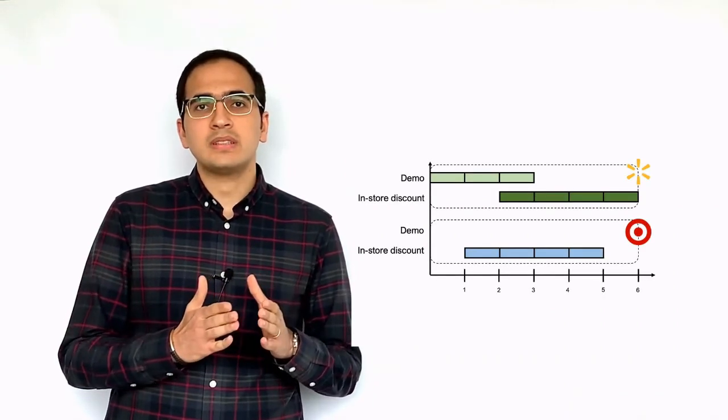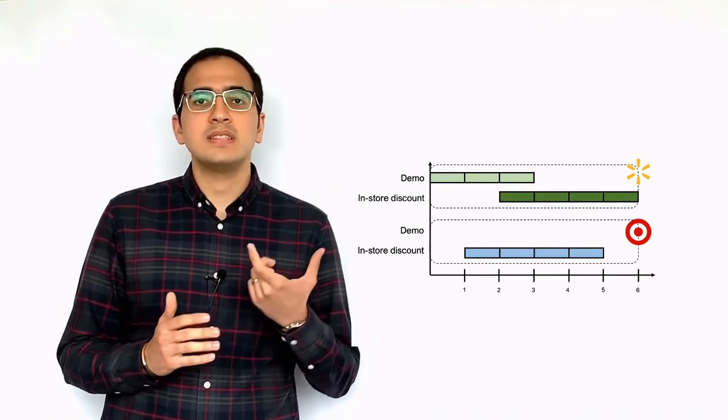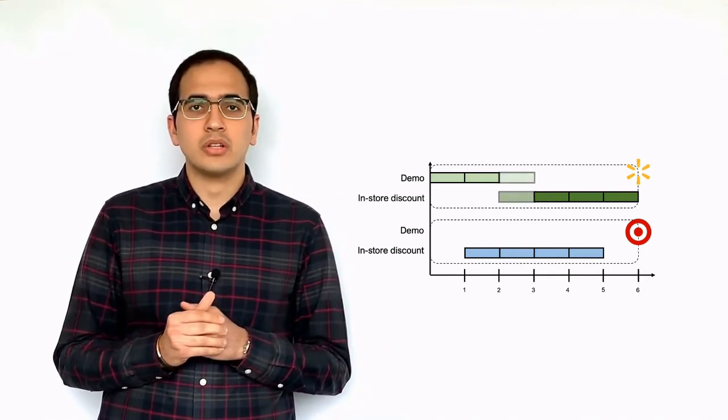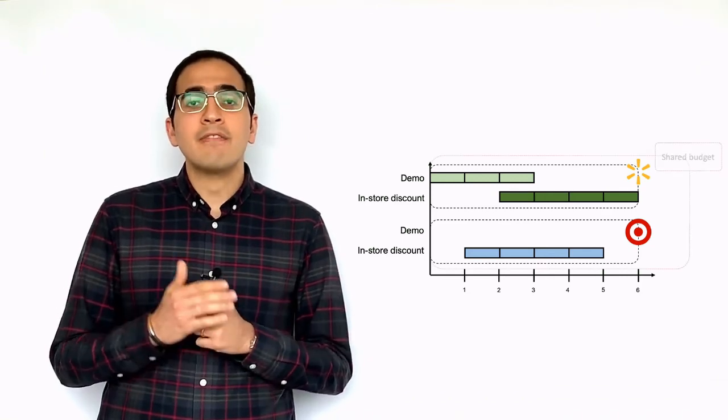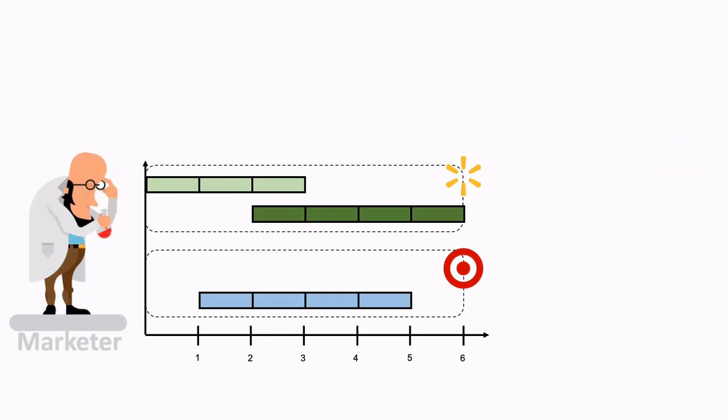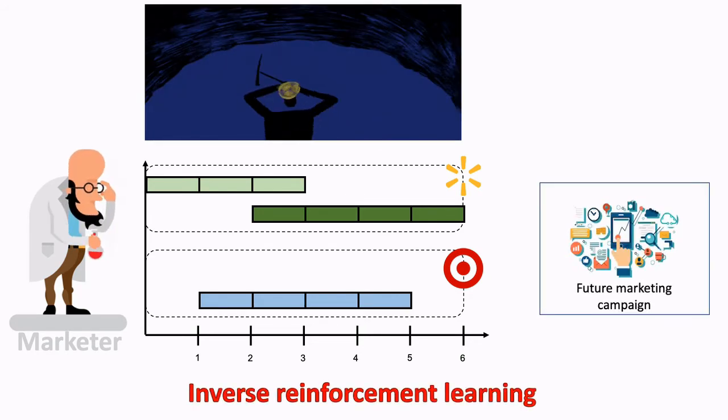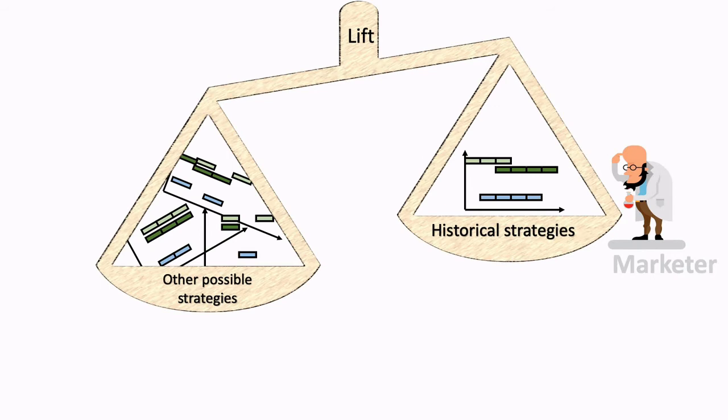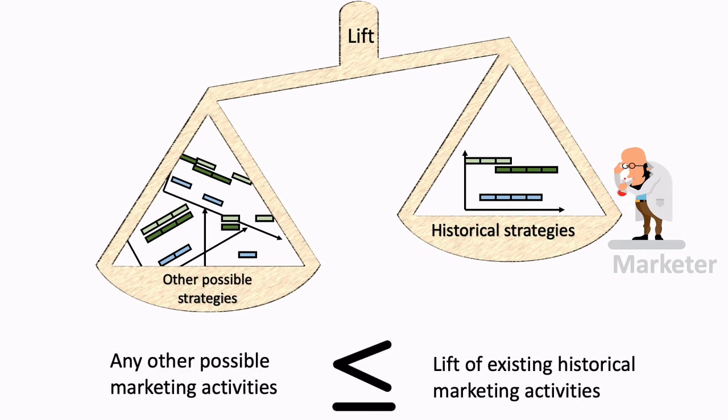Modeling the tactic planning problem as a sequential decision-making process is important. Recalling the Walmart example, the demo in the first 3 weeks can affect the lift in the later weeks, since demo and in-store discount can interact with each other, and investing in one of them affects the budget for the other one. Since the marketers design marketing campaigns in a sequential manner, we make the mining and planning processes consistent via inverse reinforcement learning. Particularly, we enforce our model to learn a lift that assigns higher lift values to the existing historical marketing activities than any other possible plan.